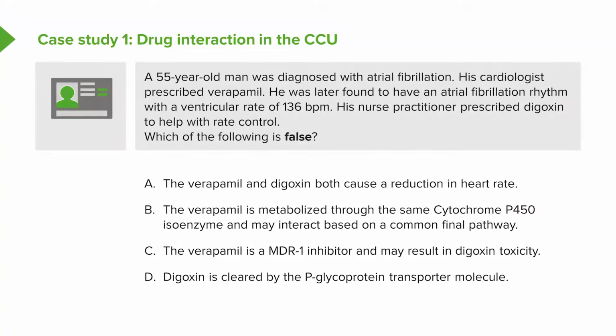A, the verapamil and digoxin both cause a reduction in heart rate. B, the verapamil is metabolized through the same cytochrome P450 system and may interact based on a common final pathway. C, verapamil is an MDR1 inhibitor and may result in digoxin toxicity. Or D, digoxin is cleared by the P-glycoprotein transport molecule, which is false.